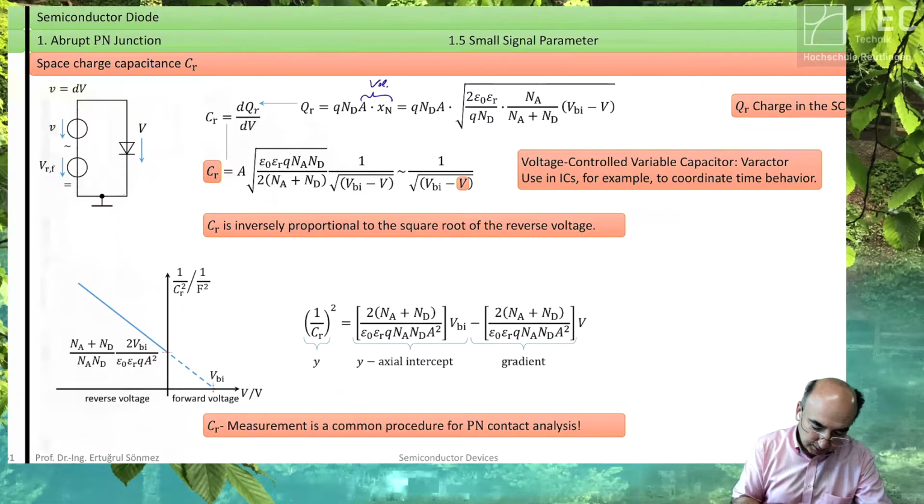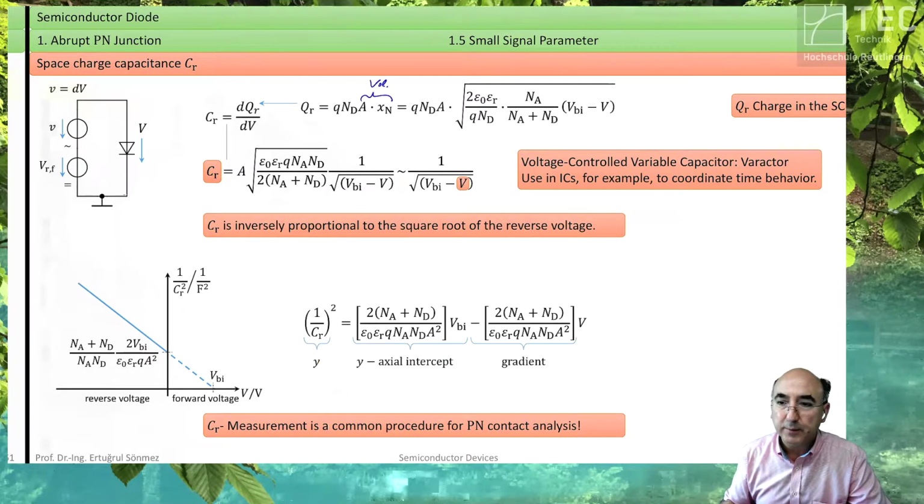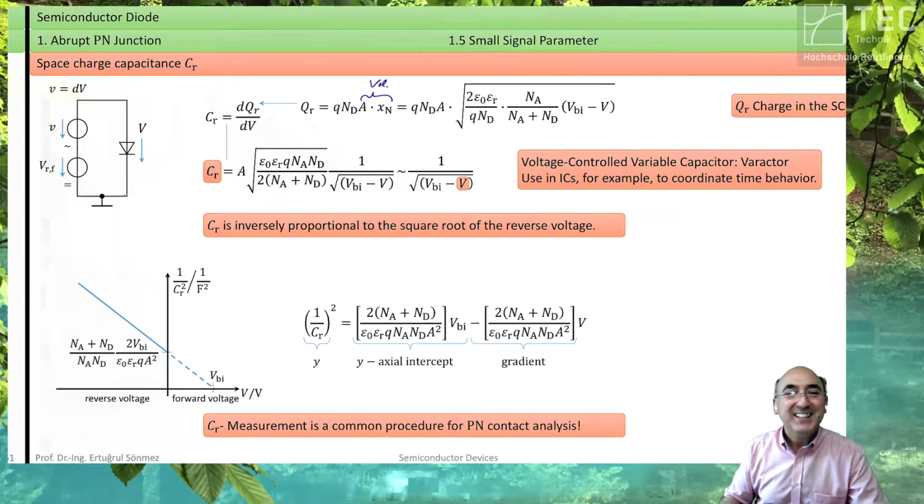By just taking this equation, squaring 1 over, you get this straight line. How do you call that? Geradengleichung. Yeah, the equation for lines.